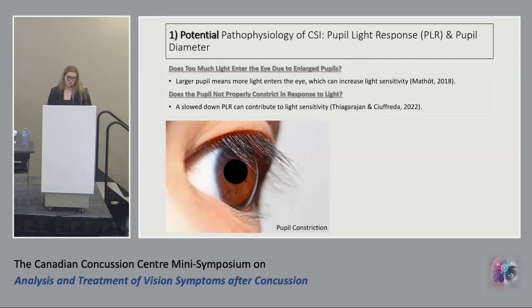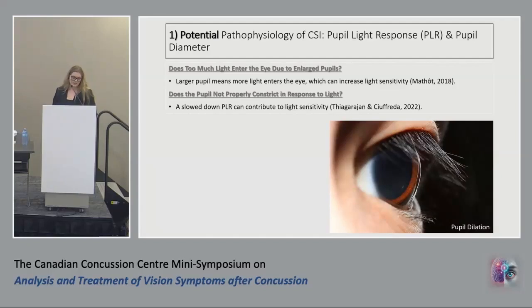So what is the pupil light response? Well, the pupil light response refers to the actual pupil constricting in response to light and dilating in the darkness. And so after concussion, if patients have a larger pupil, that means that more light can essentially enter the eye, and that can be perhaps an indication for increased light sensitivity. Another theory could be that a slowed down pupil light response can contribute to light sensitivity.